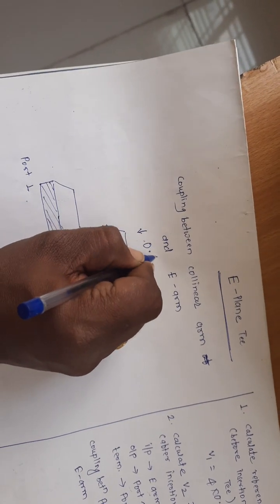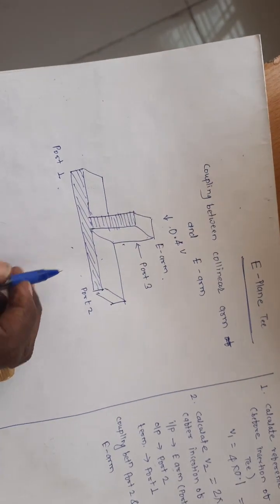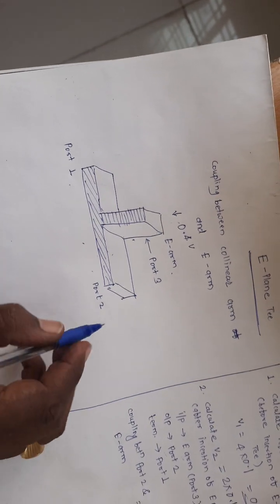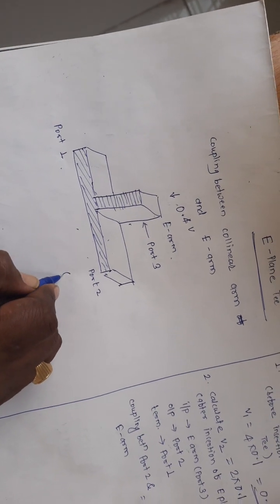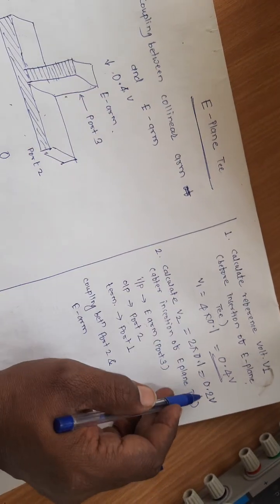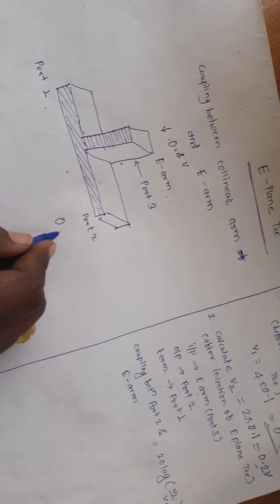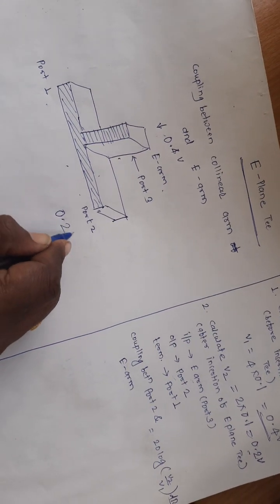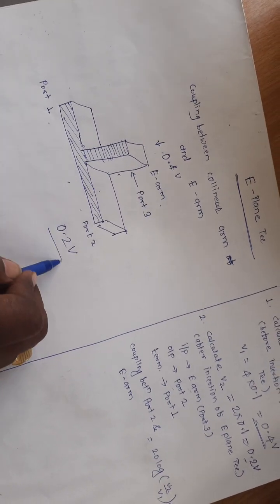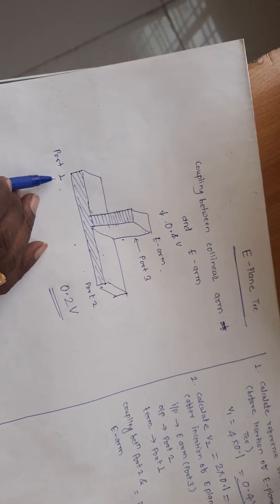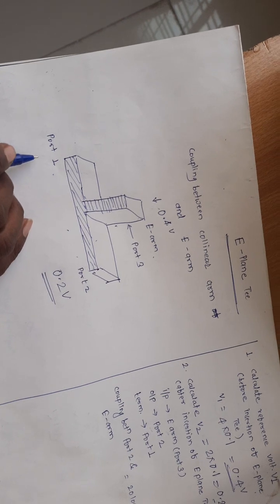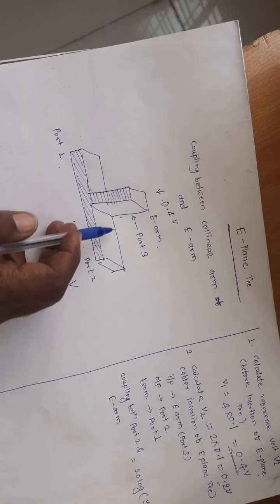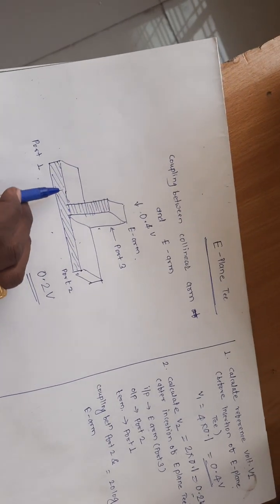So if I am giving 0.4 volt as the input voltage to the E arm, and I am observing the output at port number 2, the reading I have taken is 0.2 volt. So at port 2 I am getting 0.2 volt. Now my next step is to calculate the output voltage at port number 1, which is another collinear arm.